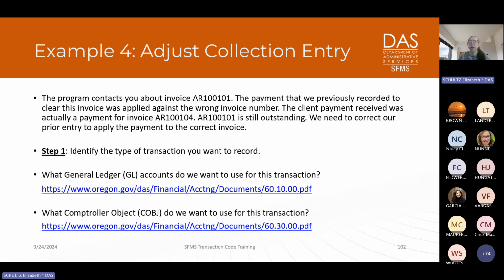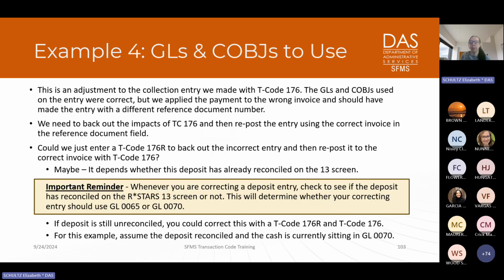So now we need to go back and correct our prior entry to apply that payment against the correct invoice so that we can correctly track everything on the 64 screen and recognize that AR 100-101 is still due. We actually received a payment for another invoice. So for this, same steps we've followed before, we're going to identify the type of transaction we want to record and look at the GLs and comp objects to use.